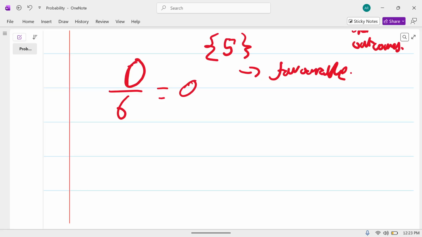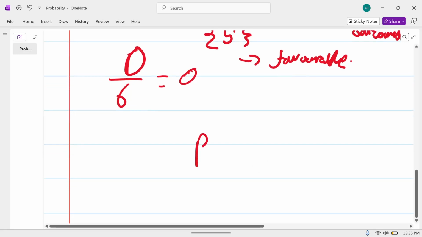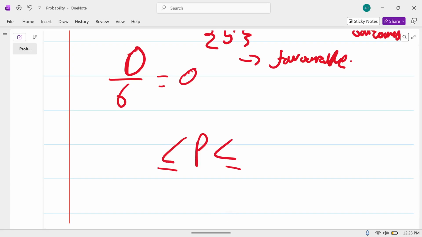This tells you one thing about probability, and that is a probability for an event, for any event, is always going to be greater than or equal to 0, and it's going to be less than or equal to 1, right?